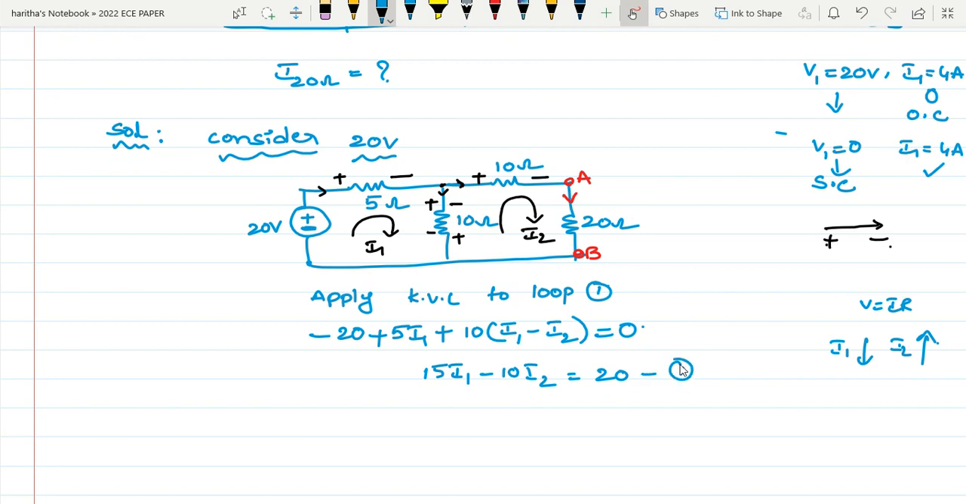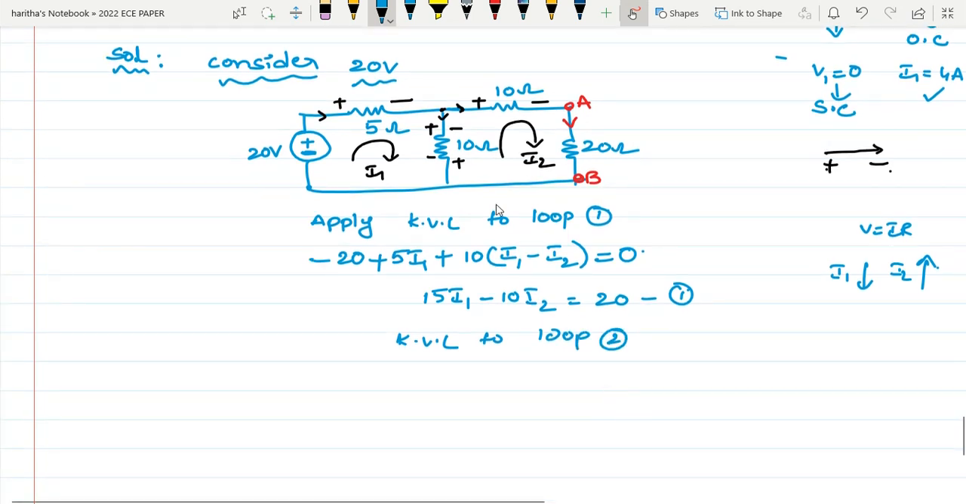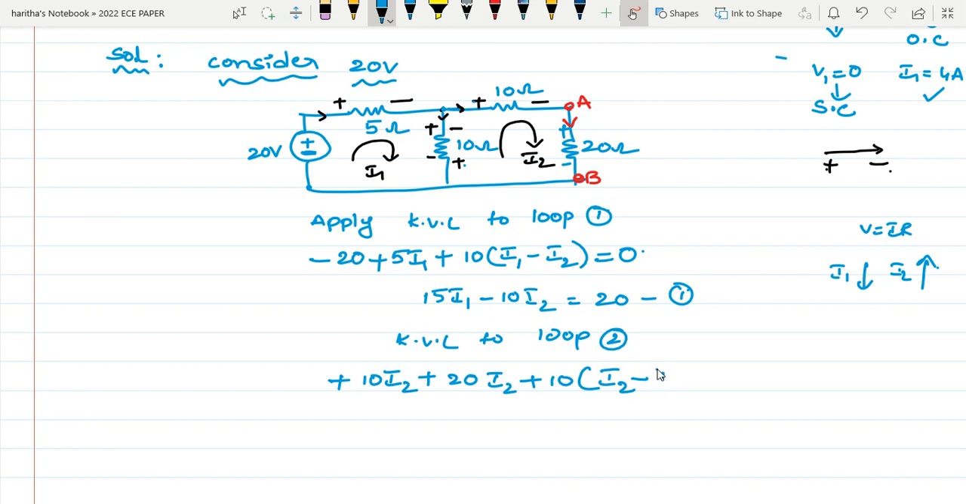This is one equation. And if you apply KVL to loop 2, I'm starting at this point. First one I'm saying plus, so plus 10, current passing is I2. Next, again we're entering positive, so plus 20 I2. Next, I'm entering positive, so plus 10, and again here also a difference, but we are writing for loop 2, so take it as I2 minus I1, is equal to 0. Now this is minus 10 I1 plus 40 I2 is equal to 0.